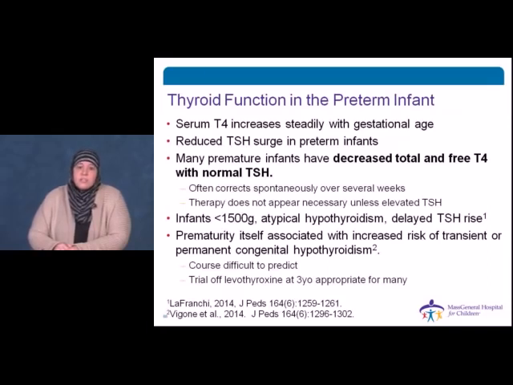And then once the child is 3 and most of the myelination of the central nervous system is complete, for children who you suspect have had a transient or very mild course, you may want to do a trial off of therapy.